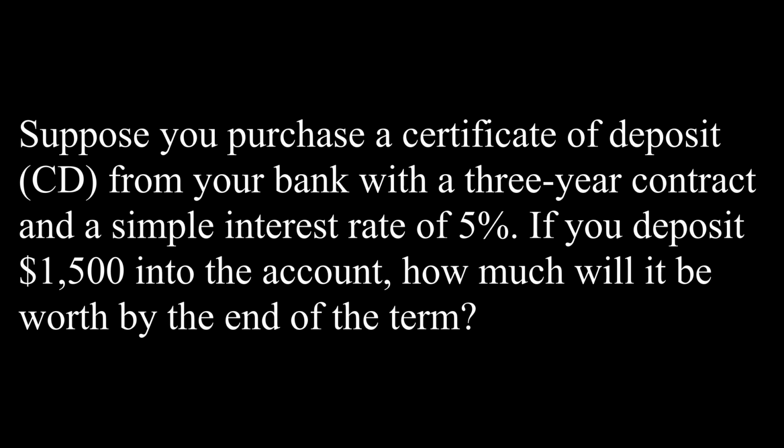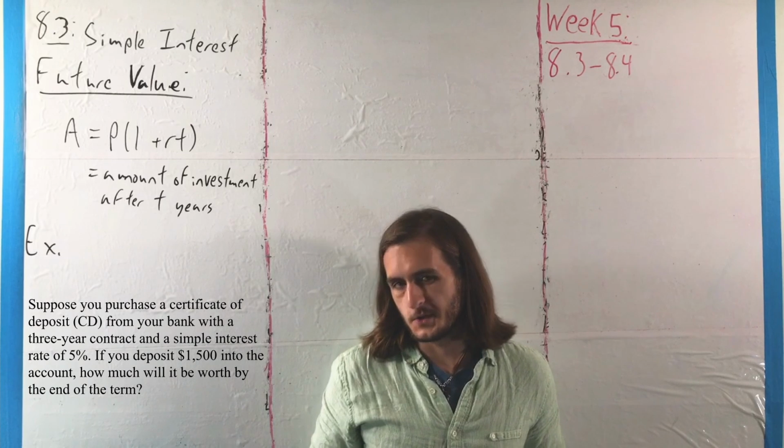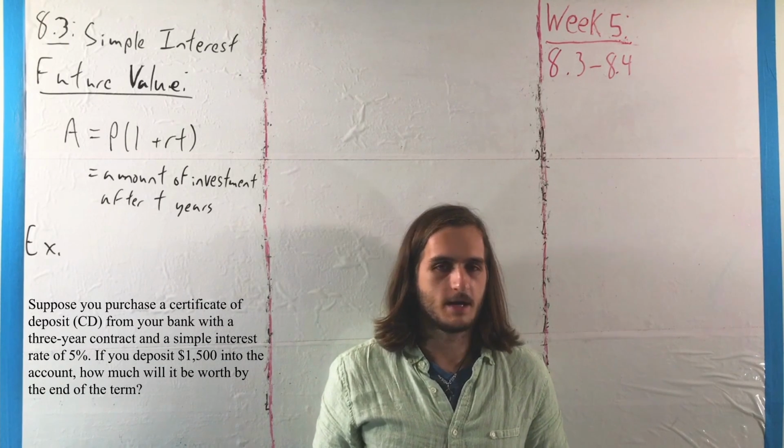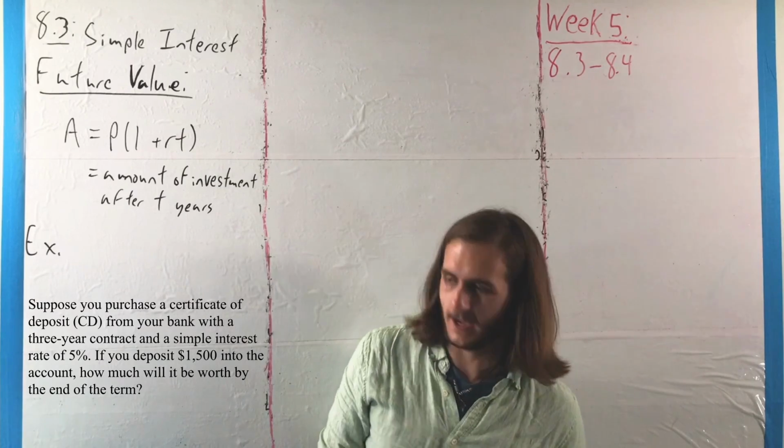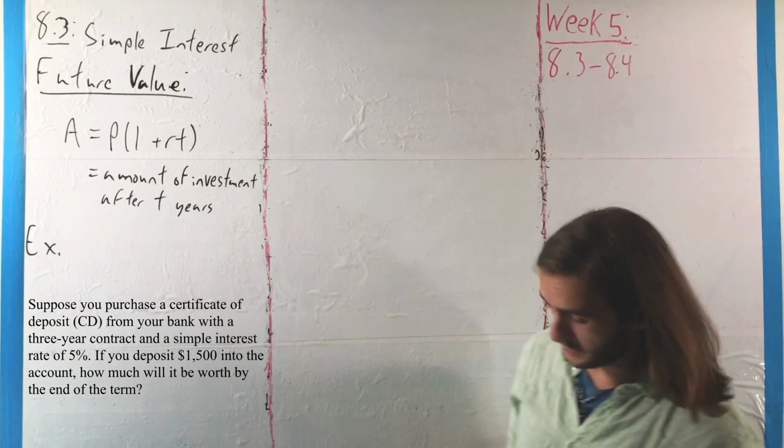So let's take a quick example here talking about how this can be used. Suppose you purchase a certificate of deposit, that is a CD, from your bank account with a 3-year contract and a simple interest rate of 5%. If you deposit $1,500 into the account, how much will it be worth by the end of the term? I didn't know this until I started saying it, but certificate of deposit is kind of trickier to say than you might expect. So sorry if I stumble there.